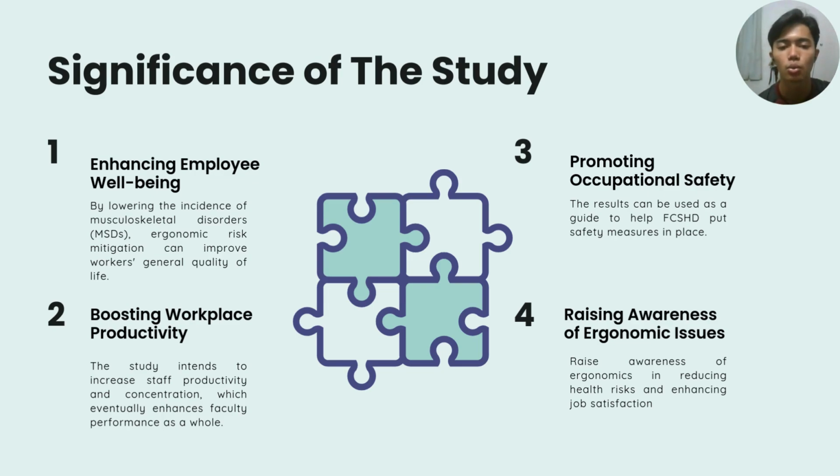The third one is promoting occupational safety. The results can be used as a guide to help FCSHD put safety measures in place. And lastly, raising awareness of ergonomic issues. Raise awareness of ergonomics in reducing health risks and enhancing job satisfaction.